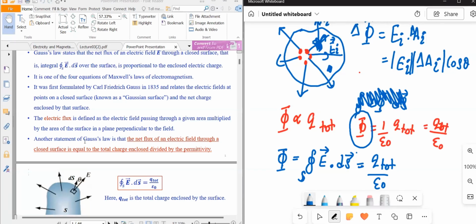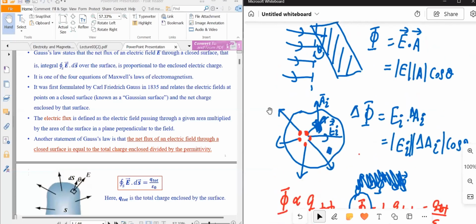We can state this Gauss law in several different ways. Another statement of Gauss law is that the net flux of an electric field through a closed surface is equal to the total charge enclosed divided by the permittivity. So is this formulation of the Gauss law clear? Any questions?